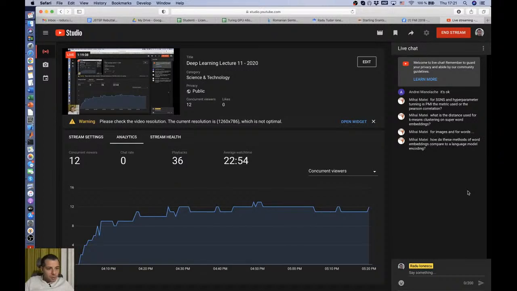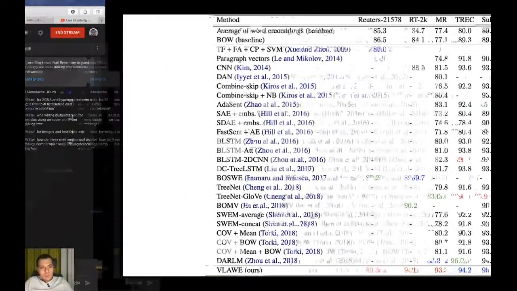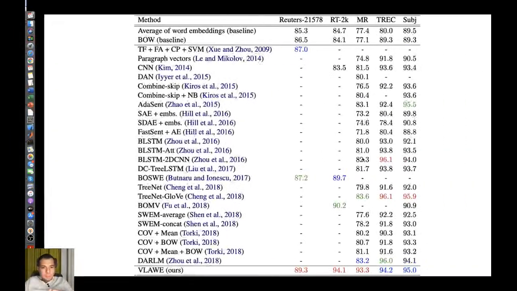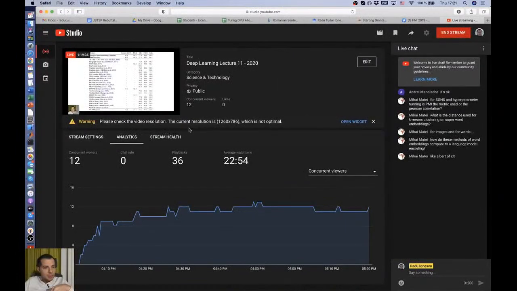To a language model encoding, I'm not sure what a language model encoding is. These are basically state-of-the-art approaches. If a language model encoding is not in here, it means it's not state-of-the-art. Okay, so this is BERT.